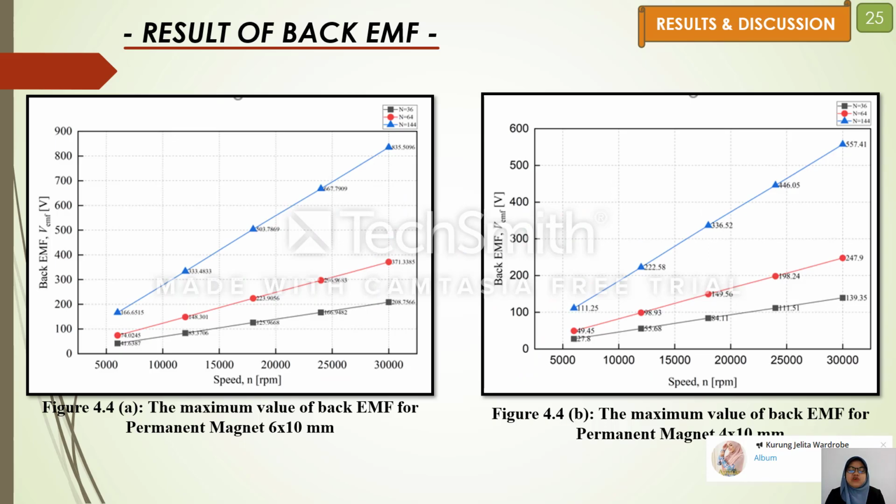Figure 4.4a and Figure 4.4b record the maximum of the back EMF based on various permanent magnet sizes, numbers of coils, and motor speeds from Figure 4.3. According to the result, the back EMF increases proportionally to the increase of speed, so the size of the magnet and the number of turns can also affect the back EMF induced on the motor design.